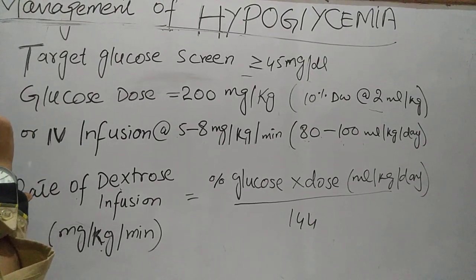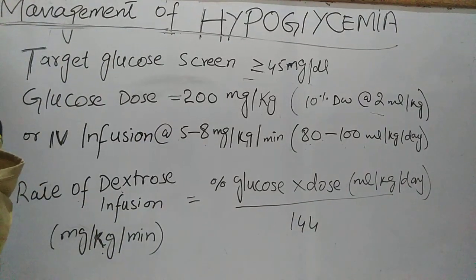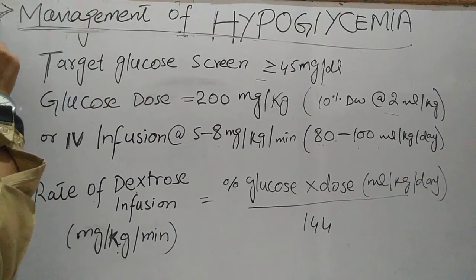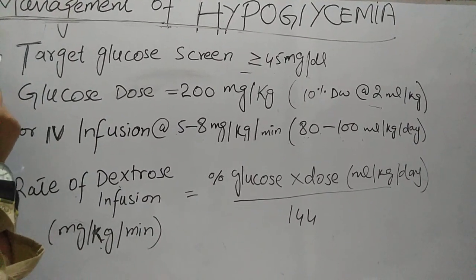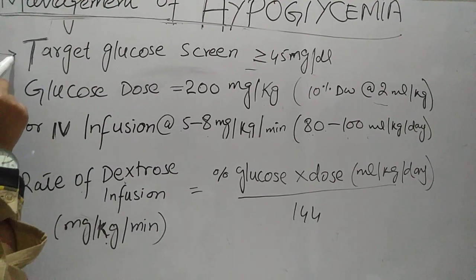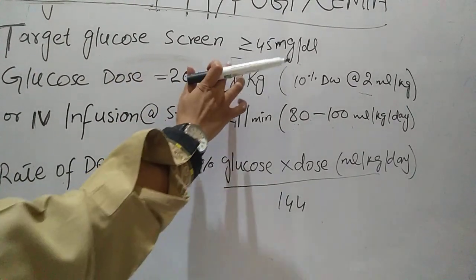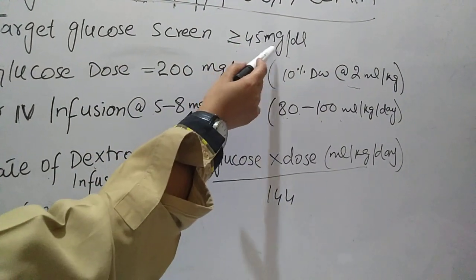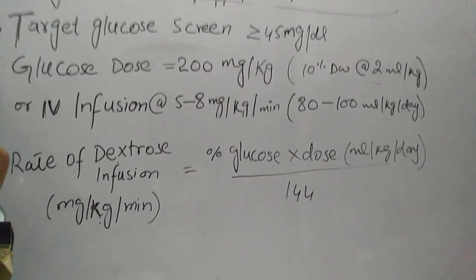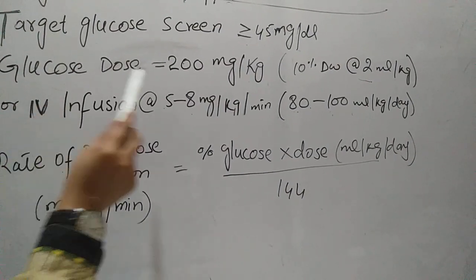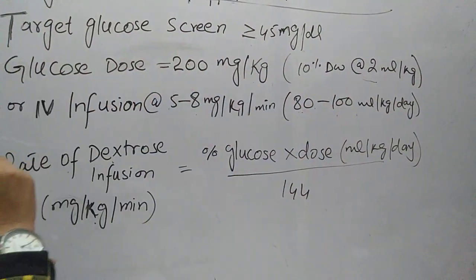Bismillahirrahmanirrahim. Today the topic of our discussion is how to manage a patient with hypoglycemia in pediatrics. There are 2-3 points to be noted. The first one, our target blood glucose level should be equal to or more than 45 mg per deciliter, and the glucose dose should be started at 200 mg per kg, 10% dextrose at 2 ml per kg.